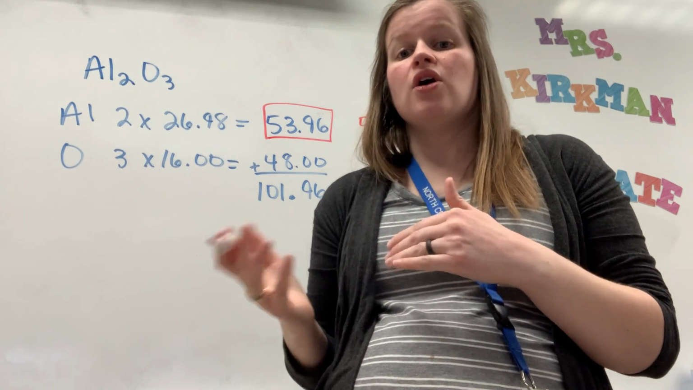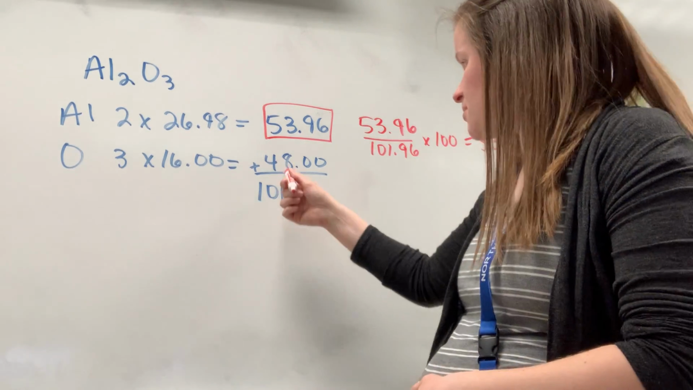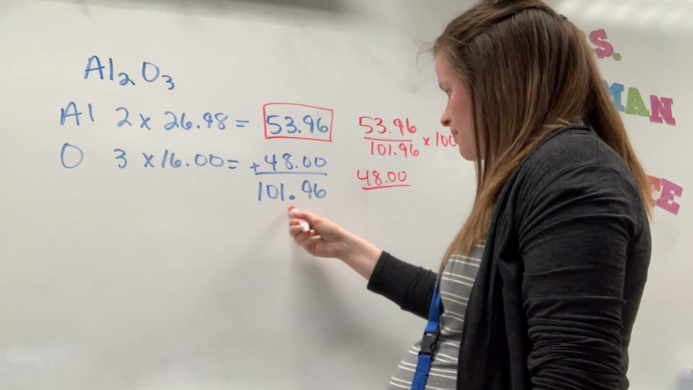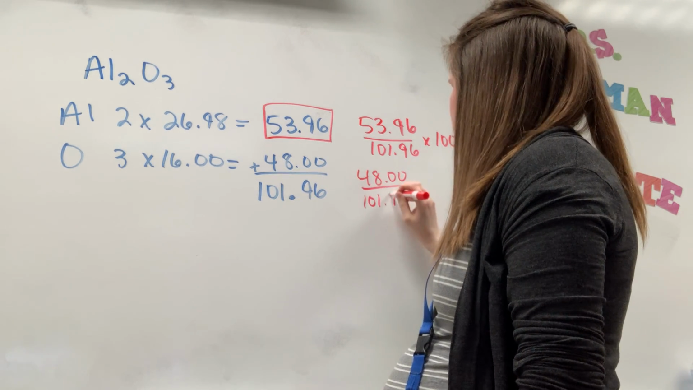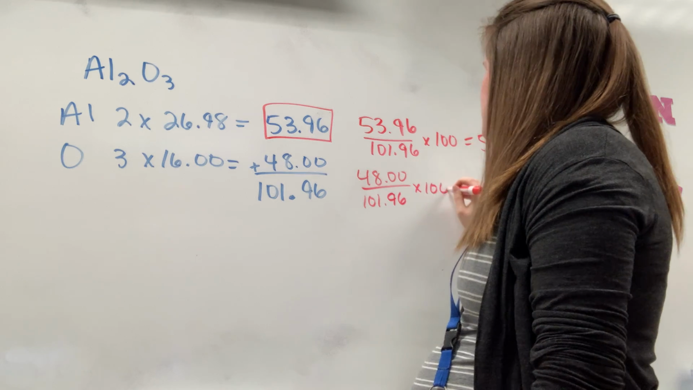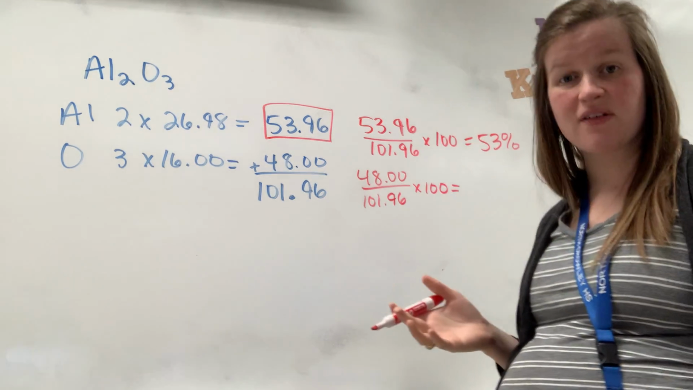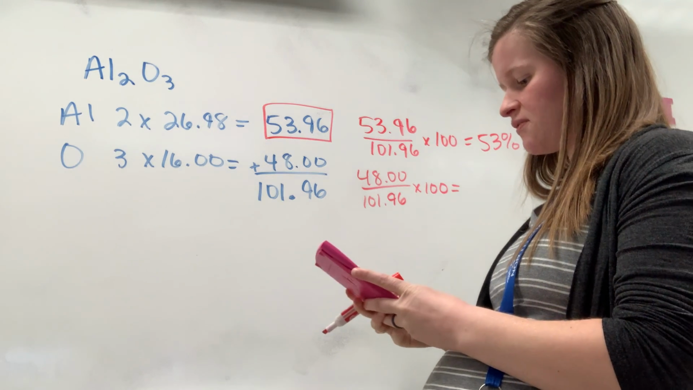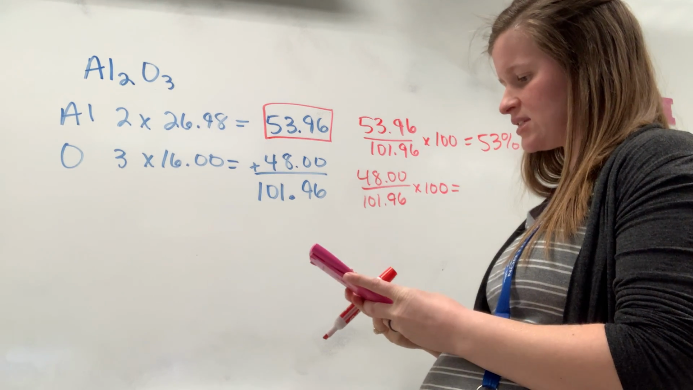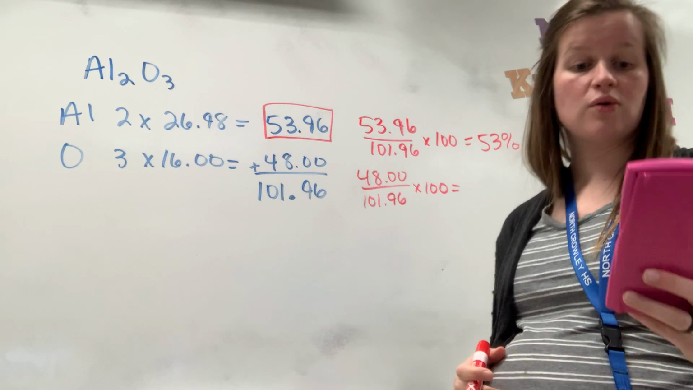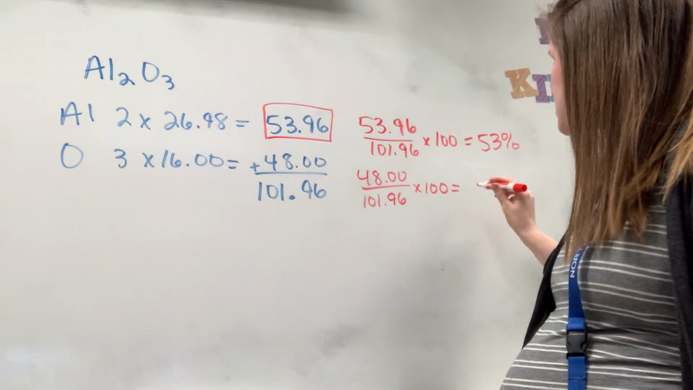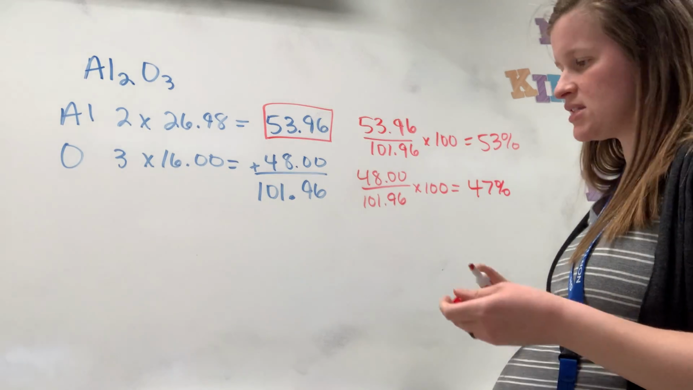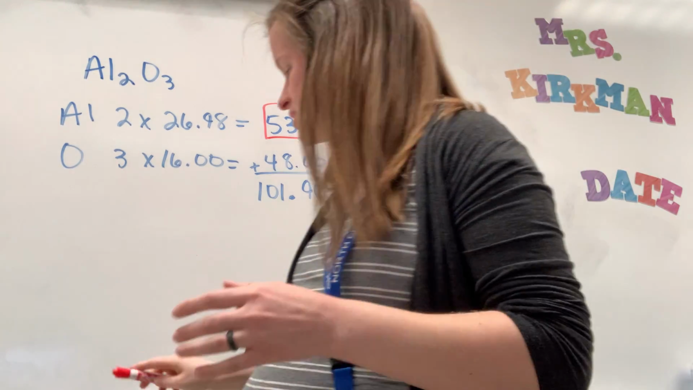Then you're going to do that for the next element. I'm going to now take 48 for oxygen and divide it by my total, which is 101.96, and times 100 because it's out of a percent. Percent's always out of 100, so we multiply by 100. So I'm going to take 48 divided by 101.96, and I get 47.077, so 47%, okay? You're going to want to round to decimal places. I just did a rough estimate so you could see.